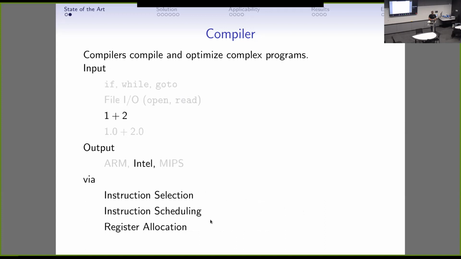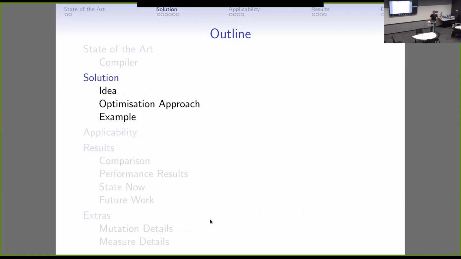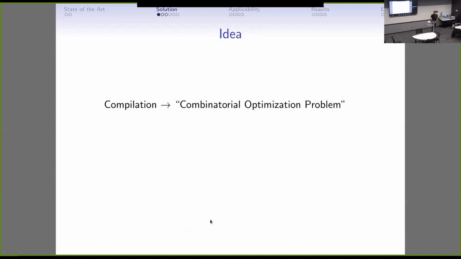We found that if we consider a moderate subset of these compiler tasks, if we only consider integer arithmetic on Intel architectures, we think that we can do better. So let's see, what is our idea? How do we try to make that better?